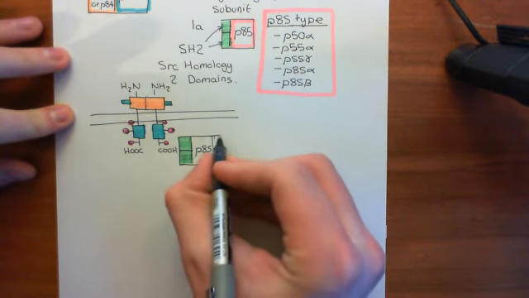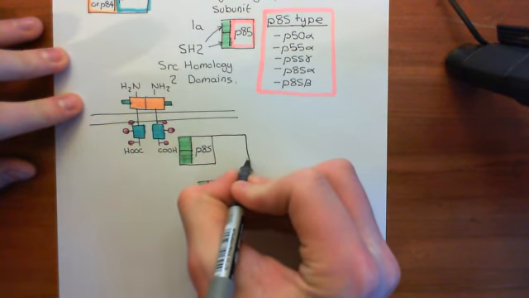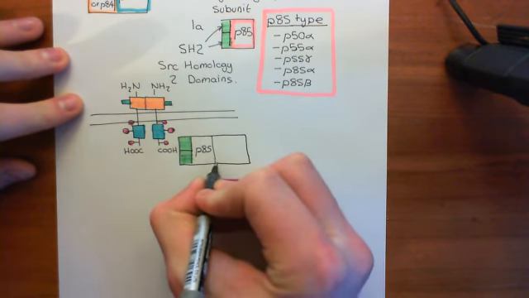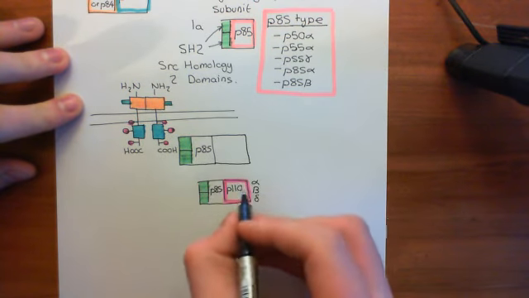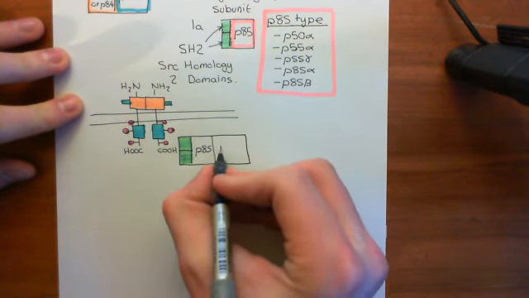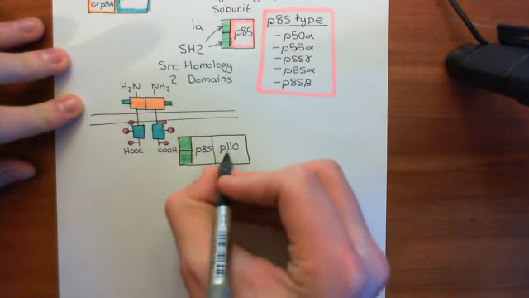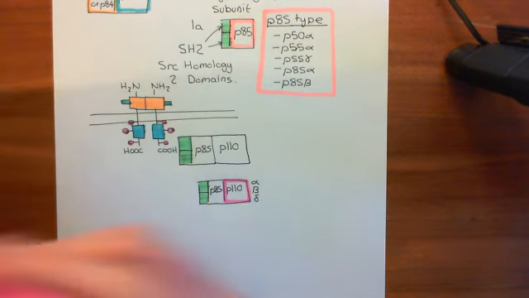And when the P85 binds to these phosphotyrosine residues, this has two effects. Firstly, it has just relocalized the complex. So it's brought the complex up to the underside of the phospholipid bilayer. Now, why is that so important?